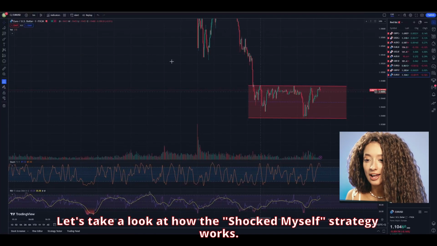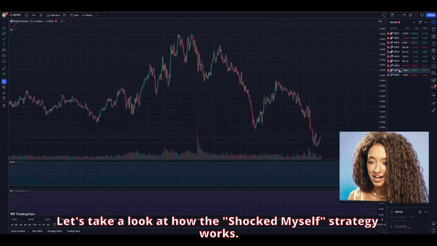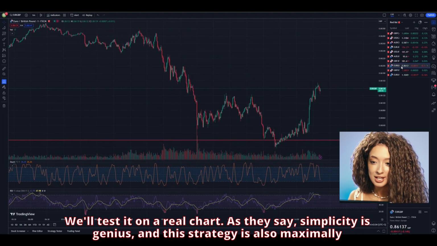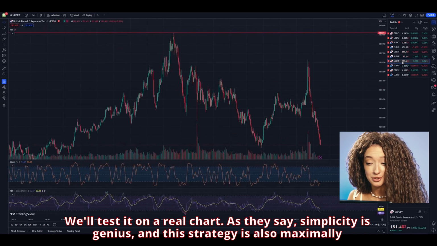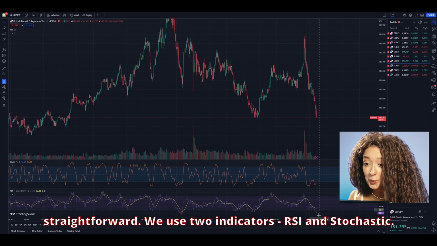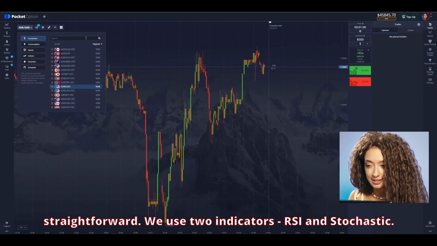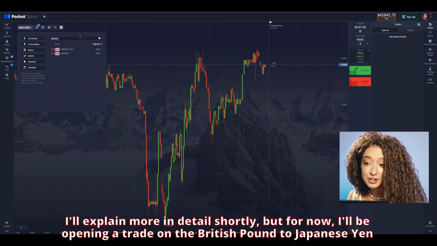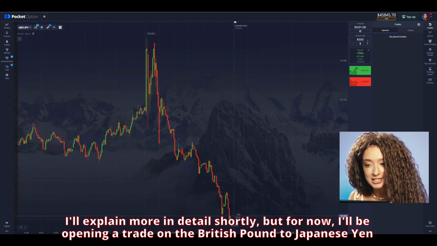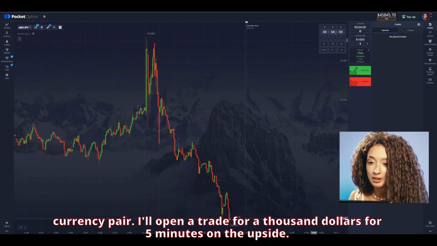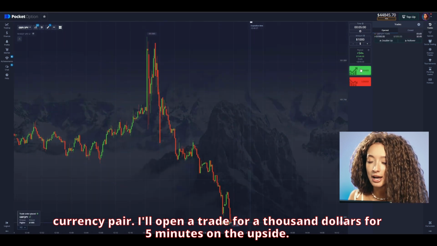Let's take a look at how the strategy works, well tested on a real chart. As they say, simplicity is genius, and this strategy is also extremely straightforward. We use 2 indicators, RSI and Stochastic. I'll explain more in detail shortly, but for now, I'm opening a trade on the British pound to Japanese yen currency pair. I'll open a trade for $1,000 for 5 minutes on the upside.